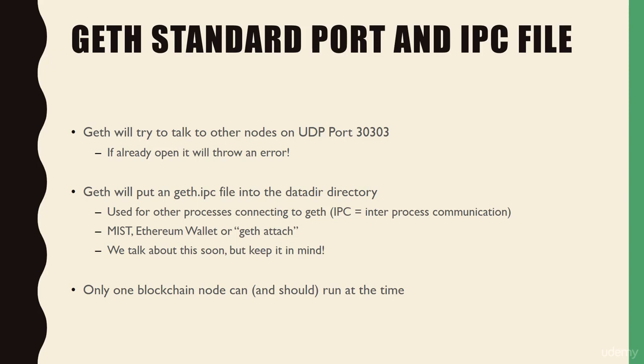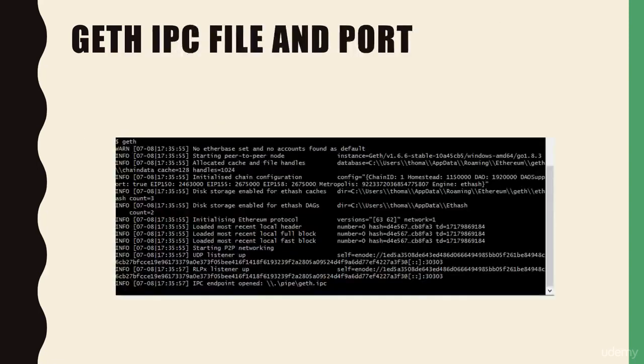On Windows, that's working fine. But on Linux or on Mac, you have to keep this in mind, and we will talk about this later again. And there's only one thing that you have to keep in mind. Only one blockchain node can and frankly should run at the same time. Here again, the IPC file and the port. It will print it out, the IPC file here, and the port here. Nothing to worry and nothing to write down at this point. We will come back to this later.